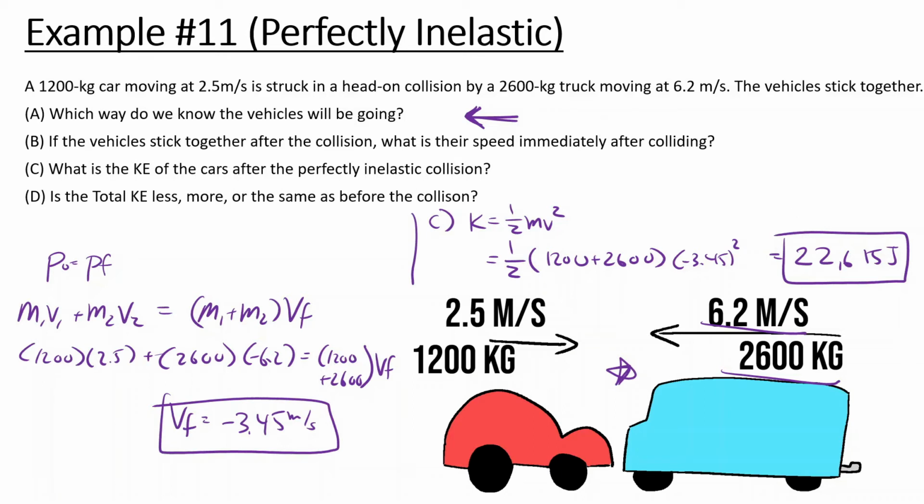Okay. And what we should know is, is the total kinetic energy less, more, or the same as before? We should know that the energy is going to be less. In perfectly inelastic collisions, it loses energy to sound, to deformation, different kinds of things. If you want, you can try to calculate the total kinetic energy before they collide, but you're going to see it's going to be a lot more than 22,615. So this is going to be less before the collision. Okay, all right, moving on.